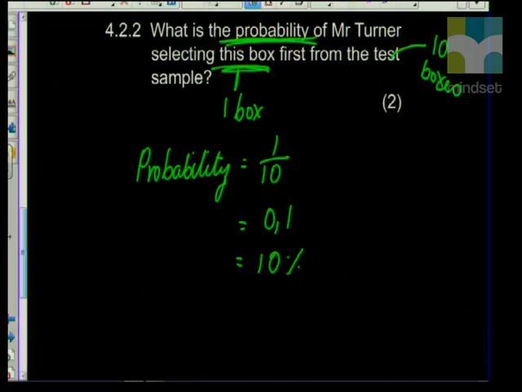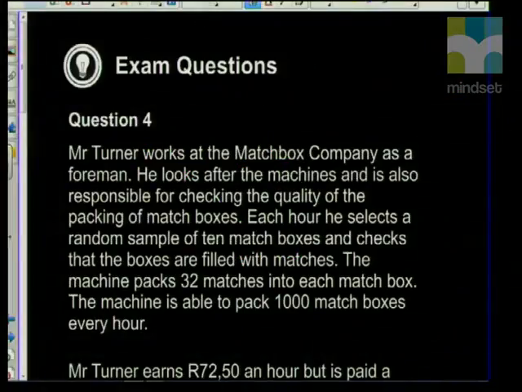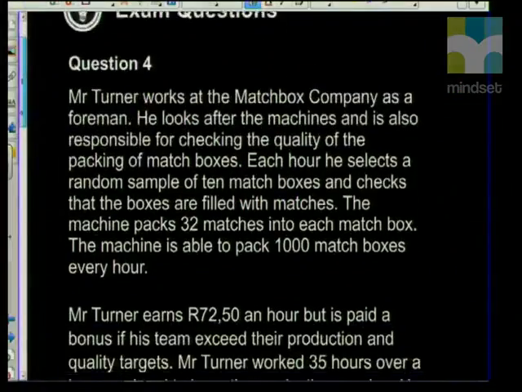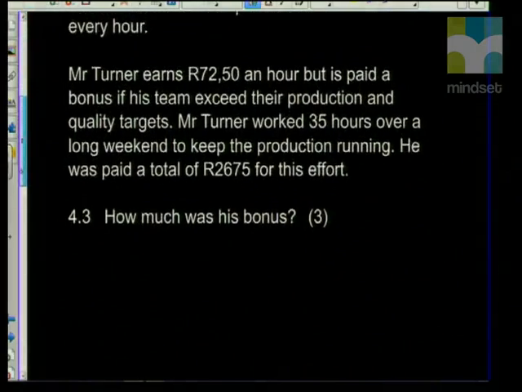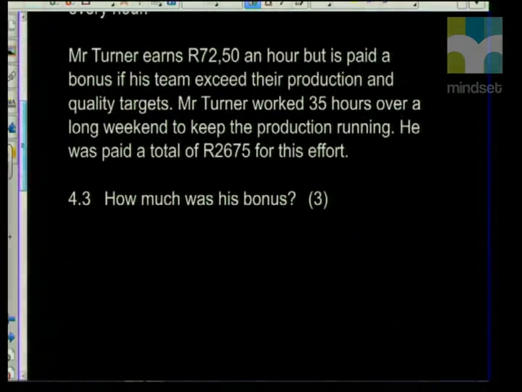Right, let's go on to the next part. Still dealing with Mr. Turner, but now there's an extra little piece of the story as well, that Mr. Turner earns 72 Rand 50 an hour, but is paid a bonus if his team exceed their production and the quality targets. So Mr. Turner worked 35 hours over a long weekend to keep the production running, and he was paid a total of 2,675 Rand for his effort. How much was his bonus?